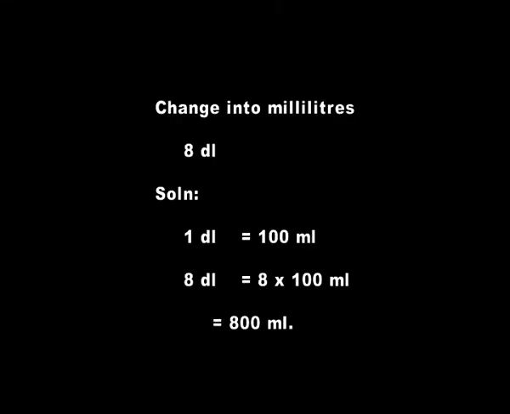Now, we will see another sum on how to convert into milliliters. Consider a problem as 8 deciliters. We know 1 deciliter is equal to 100 milliliters. Then 8 deciliters is equal to 8 into 100 milliliters, and we will get the answer as 800 milliliters.